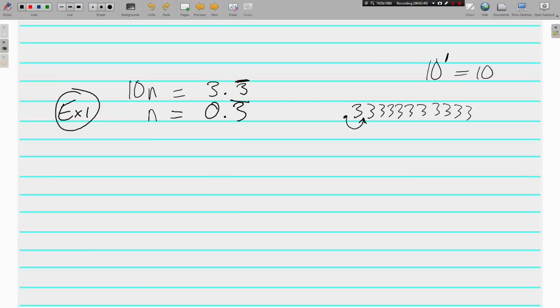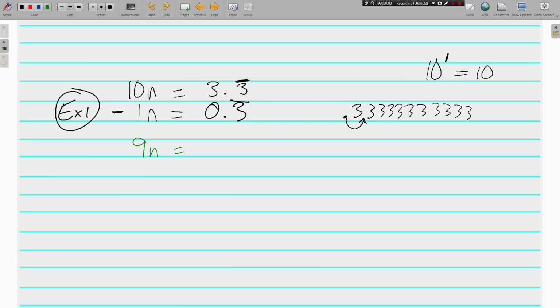Now I've got a system of equations. I've got two equations that really represent the same thing. They're just, one was multiplied by 10. What I'm going to do with this system of equations is subtract the first one from the new one. 10n minus n, or really this is 1n. 10n minus 1n is 9n.